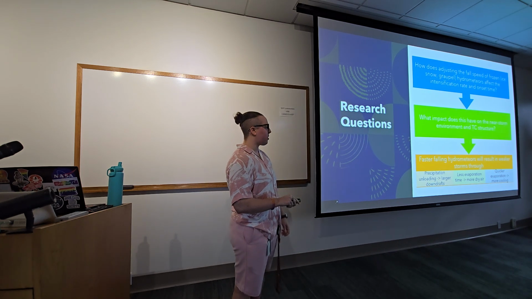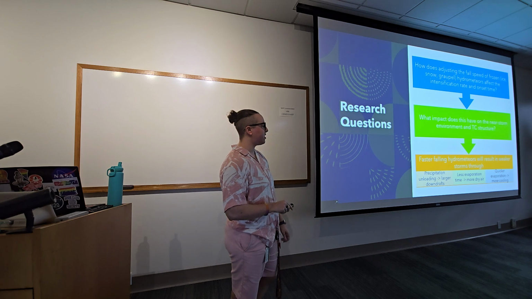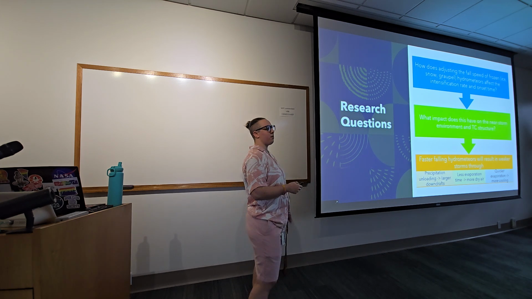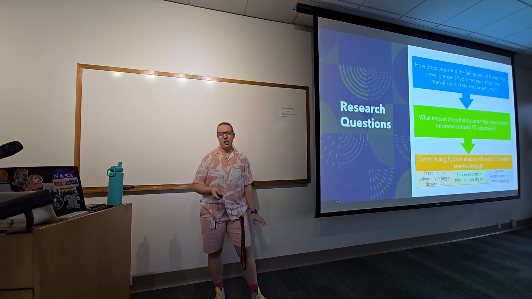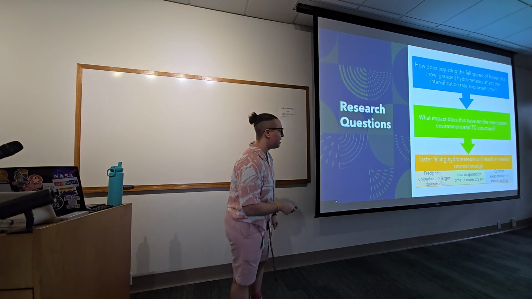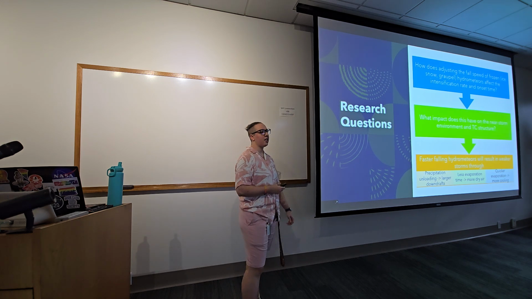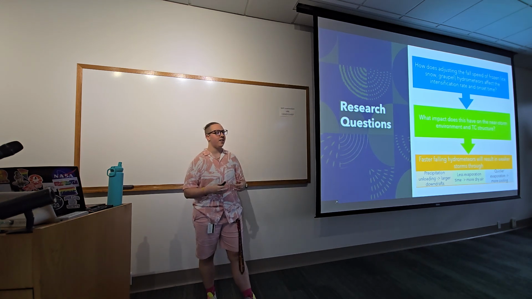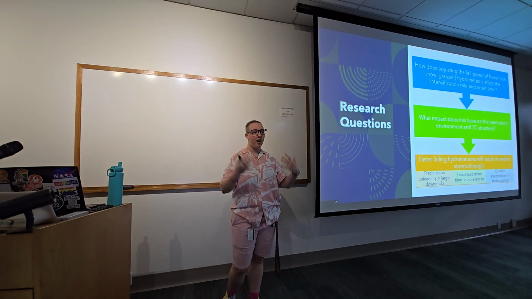But we have a few kind of working hypotheses that faster falling hydrometeors will result in weaker storms. We have a few different kind of things we're looking at. So the first one is precipitation unloading. So if the fall speeds are faster, the precipitation is going to fall out of the clouds quicker.